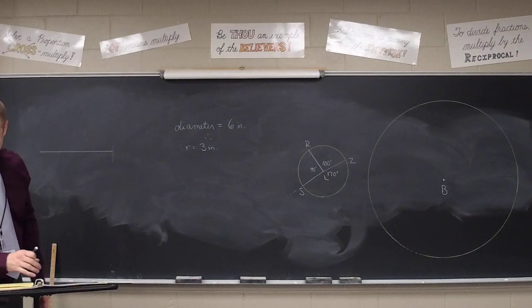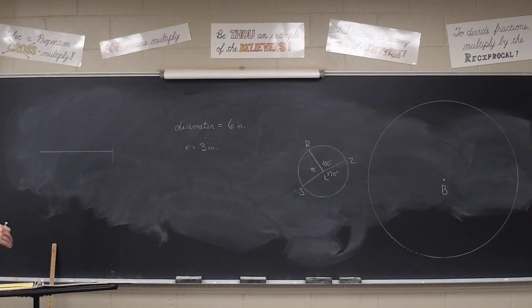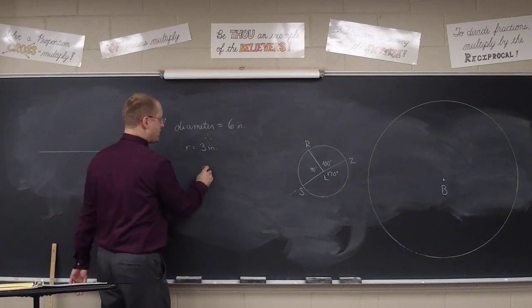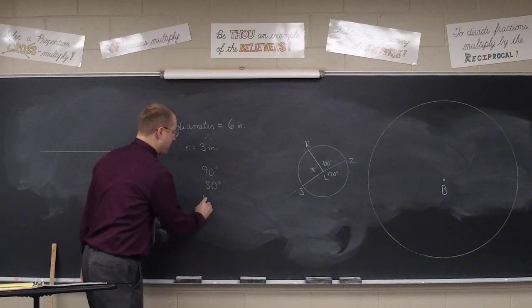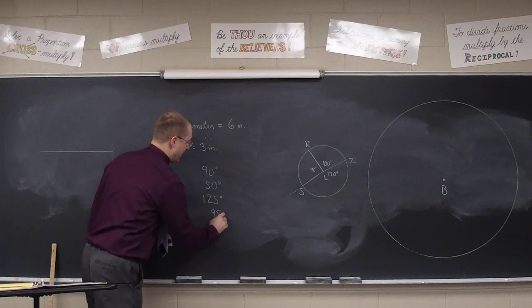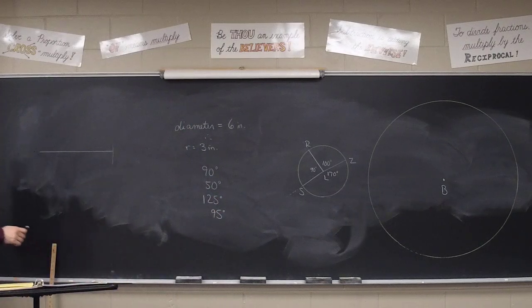We want, number 22, 4 different angles. We want a 90-degree angle, a 50-degree angle, a 125-degree angle, and a 95-degree angle.